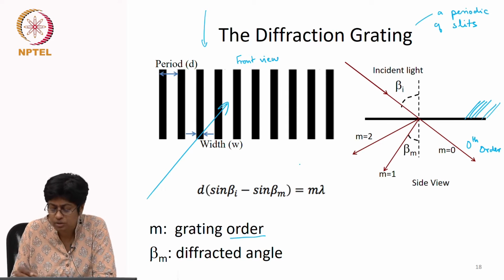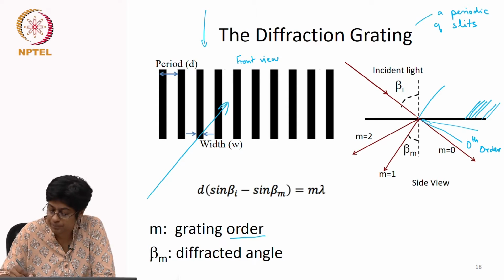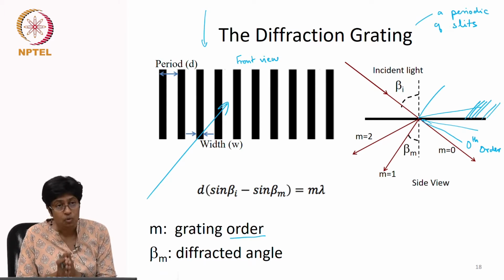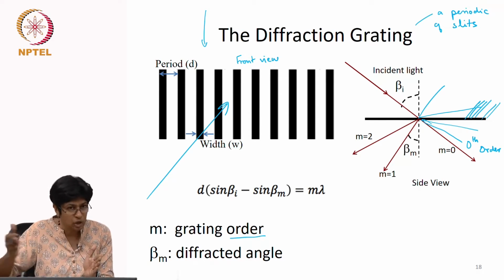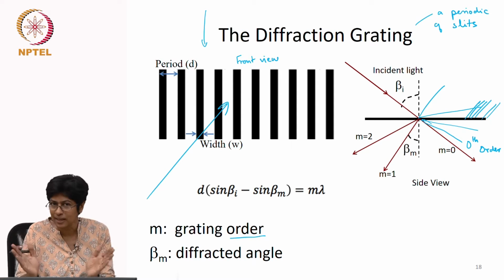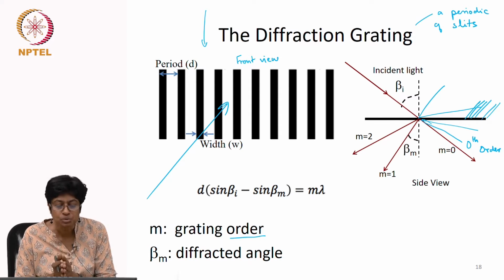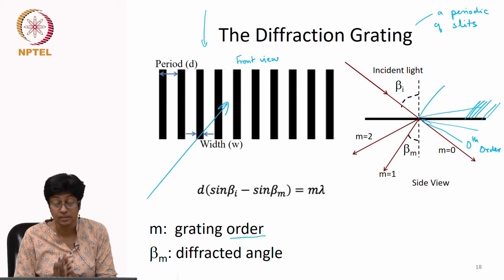I may have some orders to this side, I may have some orders to this side, and if this is a reflective element, I may have some things to this side. So instead of one incident beam, because of this periodic collection of slits, you now generate a number of beams, but those beams don't take any random direction, they take specific directions according to the width, the period, the wavelength of the light.